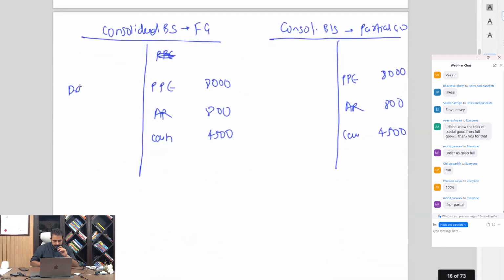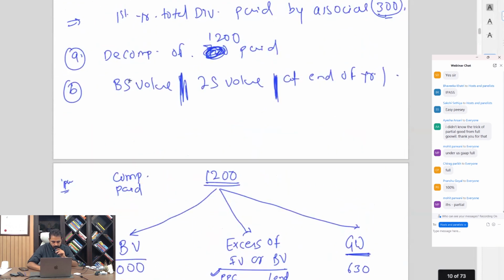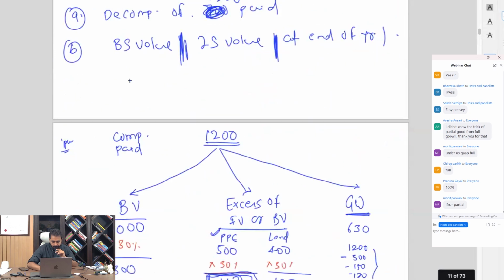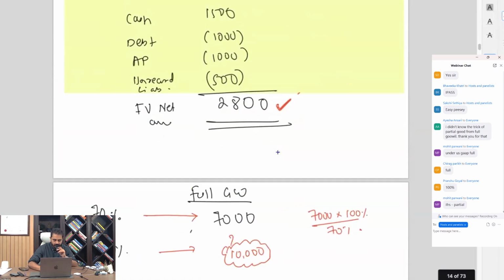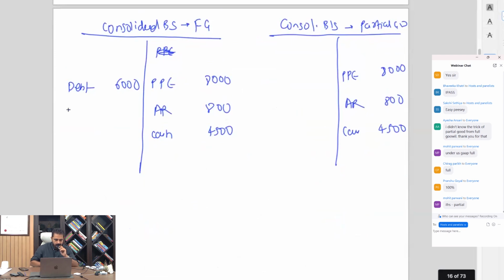So I'm going to write down debt of 6,000. Then let's check what else we have. Then we have accounts payable 1,000, unrecorded liability 500. So let me write both of them together: accounts payable 1,000, debt 6,000, and then the unrecorded employee liability. Let me just call it employee liability of 500.